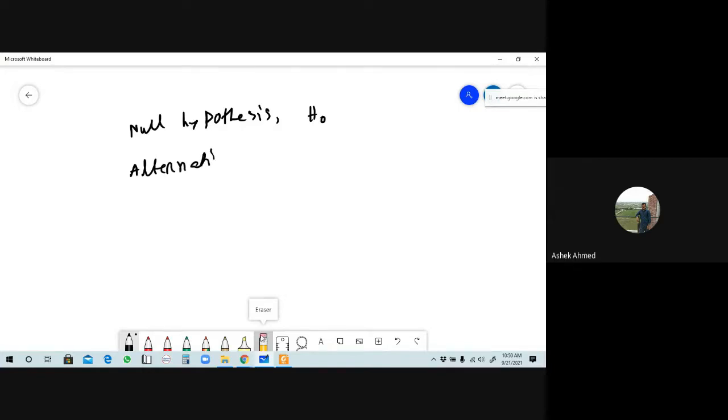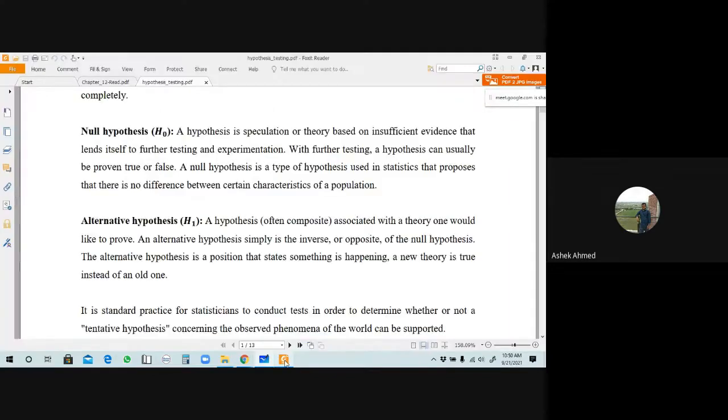Alternative hypothesis. This is denoted by H suffix 1. Null hypothesis is denoted by H not, and alternative hypothesis is denoted by H suffix 1. You have to remember that the alternative hypothesis will always be the opposite of the null hypothesis.